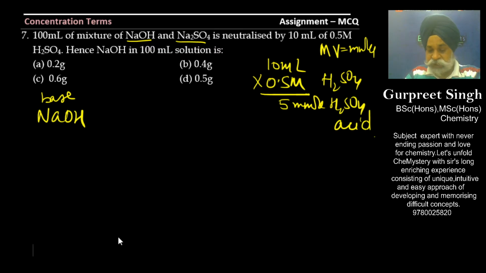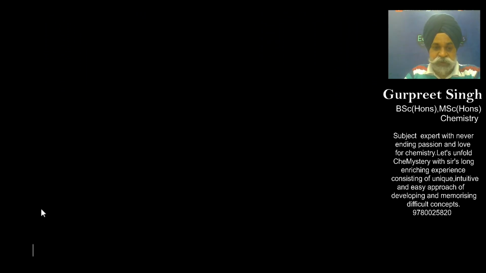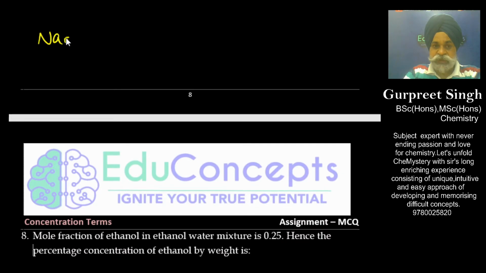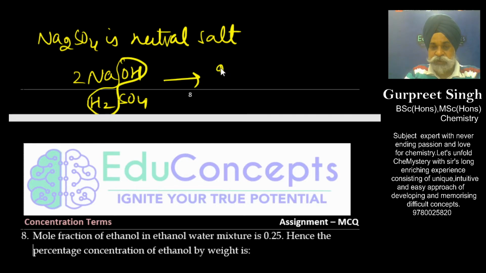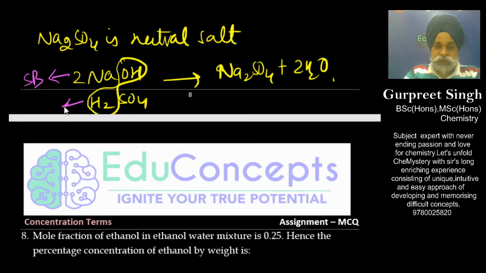And sodium sulfate, let me write it here, is a neutral salt. A neutral salt is one which comes from a strong acid and a strong base. If I mix NaOH and H2SO4 together, you end up getting sodium sulfate plus 2 moles of water. So this is a strong base, this is a strong acid, and this is what you call a salt.